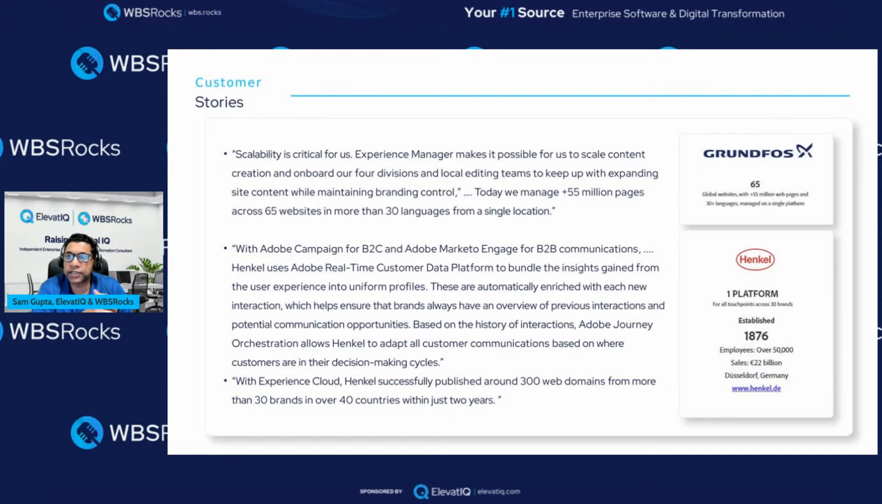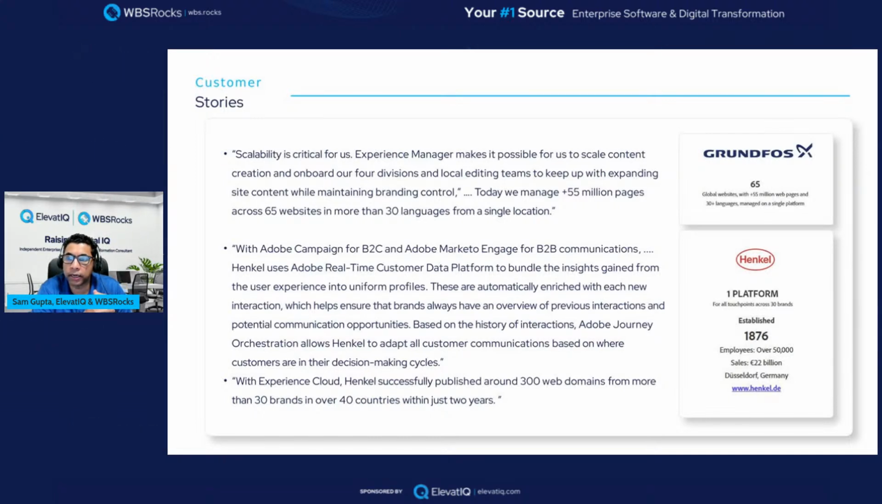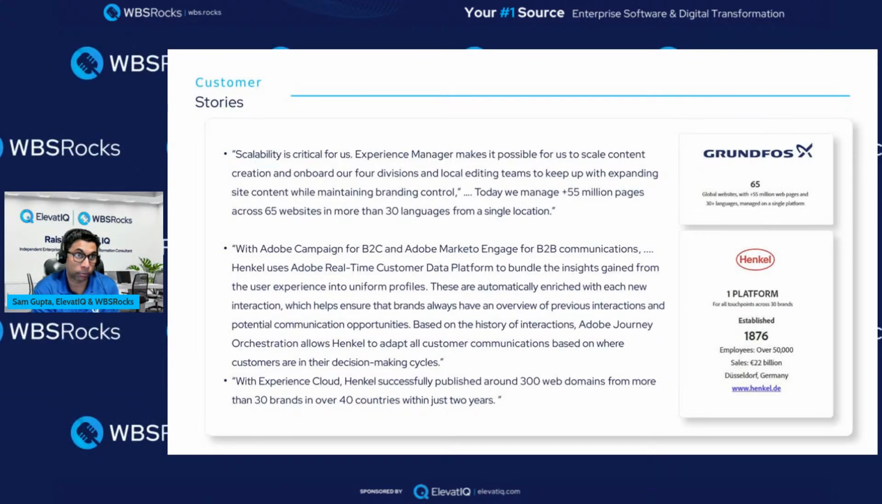Then we have one more case study here, again, very global in nature and a super large organization. So in this case, they are doing roughly $22 billion in Germany. So that's how big this brand is. So they are saying scalability is critical for us.